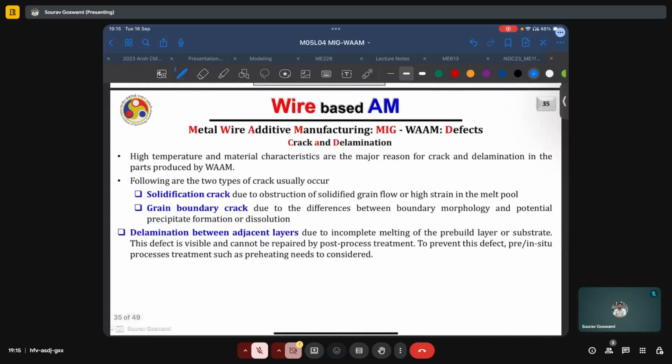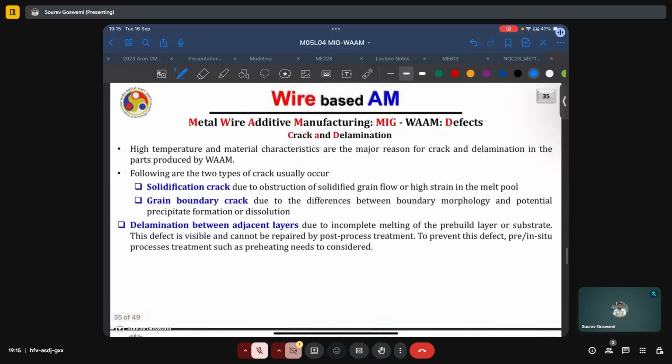Another type of defect in MIG WAAM is the formation of cracks and the phenomenon of delamination. High temperature and material characteristics are the major reason for crack and delamination in parts produced by WAAM. And the two broad types of cracks which can occur are solidification cracks, which are due to obstruction of solidified grain flow or high strains in the melt pool, and grain boundary cracking due to differences between boundary morphology and potential precipitate formation or dissolution.